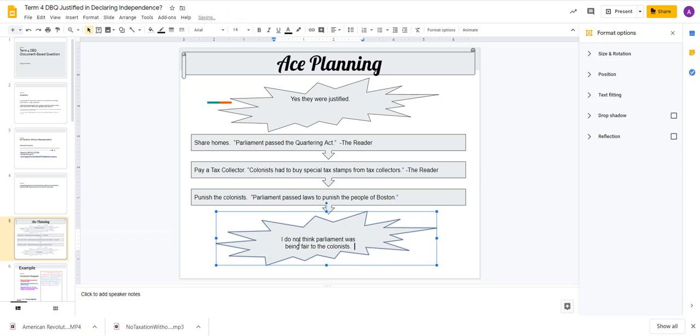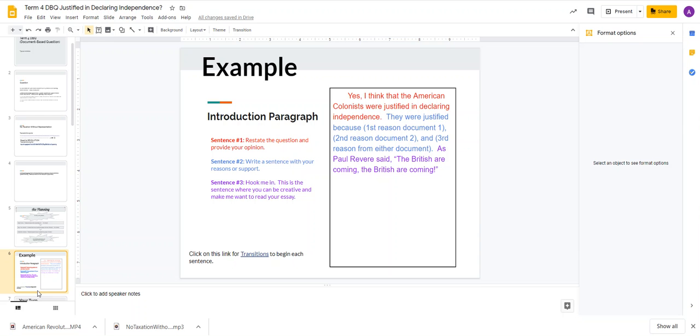This is your opinion. You're giving me the reason that you believe they were justified in declaring independence. So that's my explanation right there. I put that. So now my essay's planned. I kind of have a good roadmap of where I'm going. So now into the first paragraph.